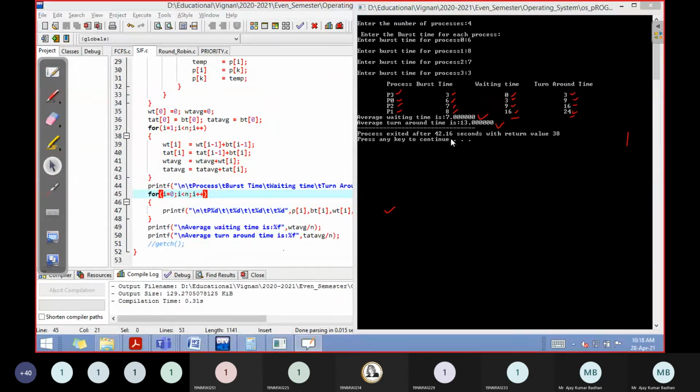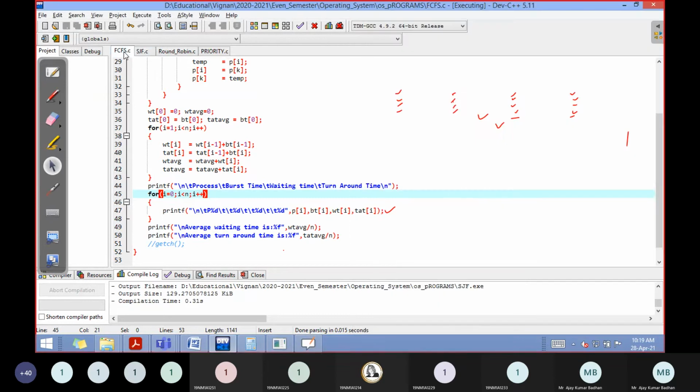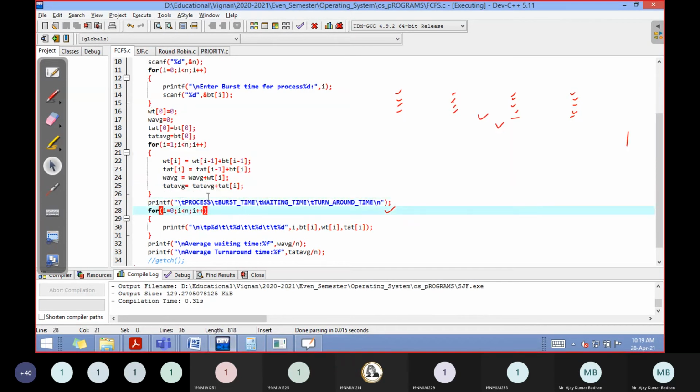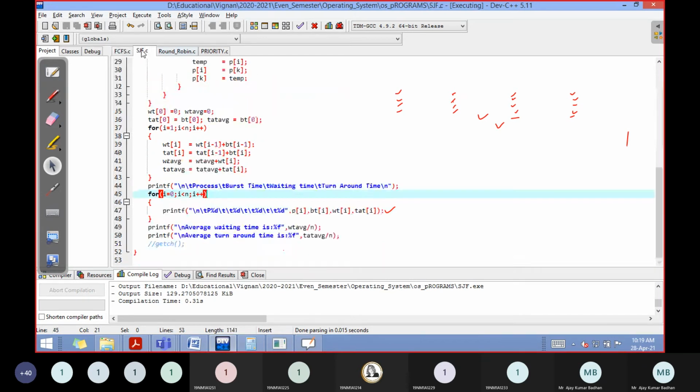How much time has it taken to execute the entire thing? 42.16 seconds in order to execute this program. I hope it's very clear. This is very easy. The only thing we have to do is arrange in ascending order based upon the burst time given and simply perform the logic that is there in your first come first serve. This is what we have done. That's it, nothing else.